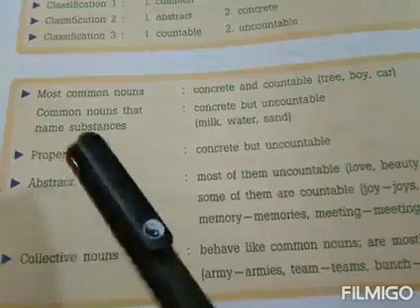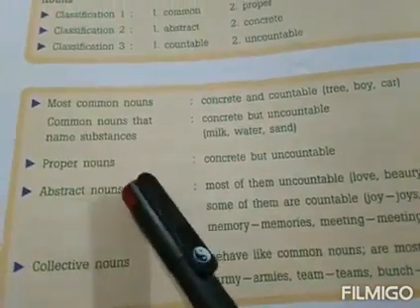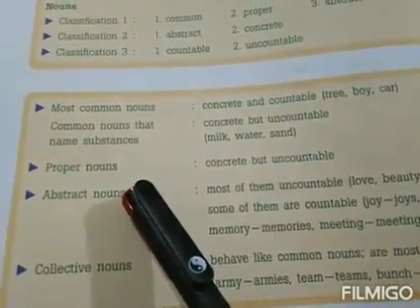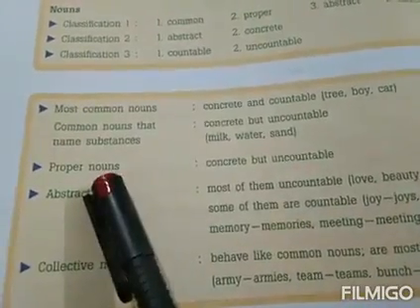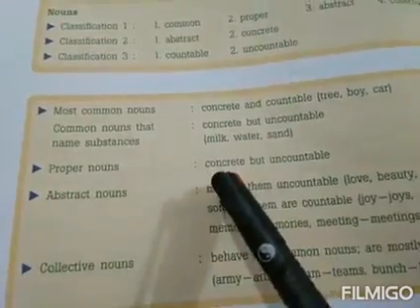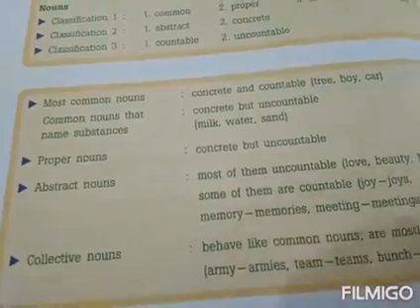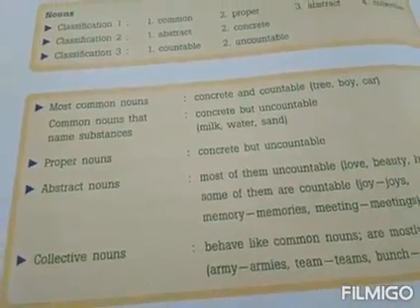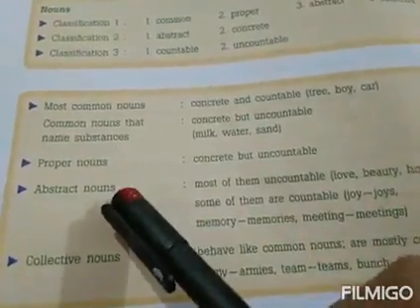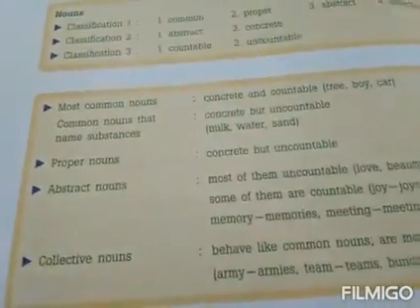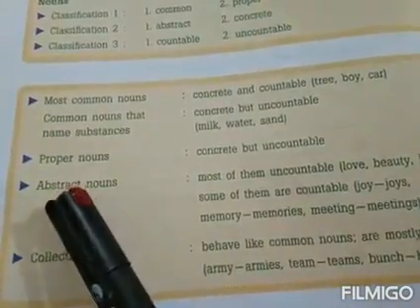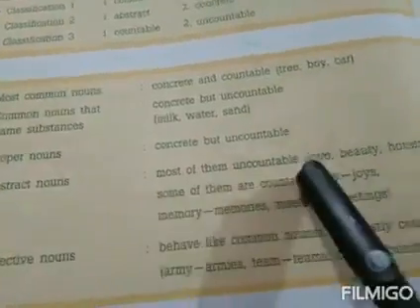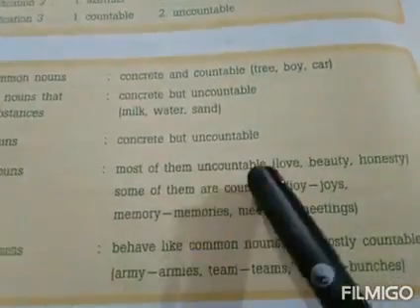Then proper nouns, concrete but uncountable. Proper nouns are specific names of people, places, things, right? So you cannot count them. They are one of their kind. For example, if a boy's name is Ravi, Ravi is one of his kind. There can be many other boys with the name Ravi, but he is a particular person having the name Ravi. So it's a proper name. It is uncountable. Then further, abstract nouns, most of them are uncountable.